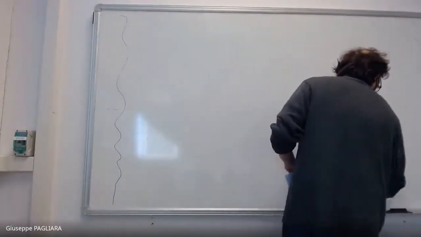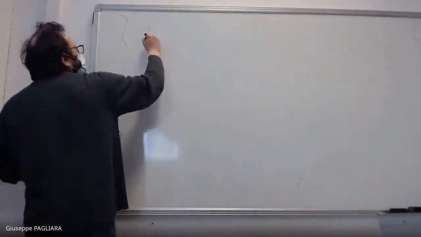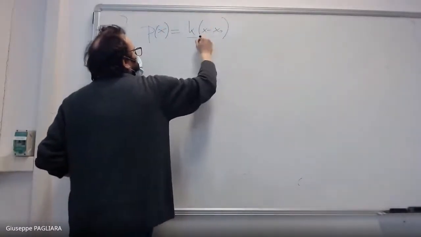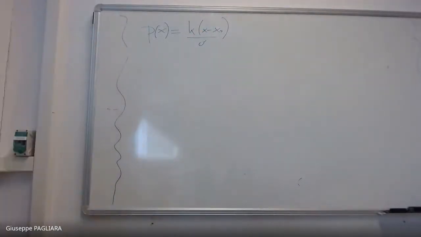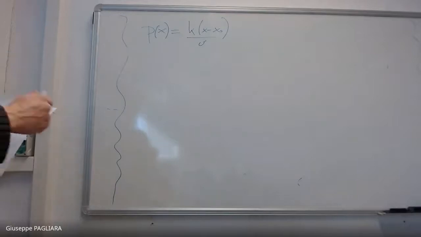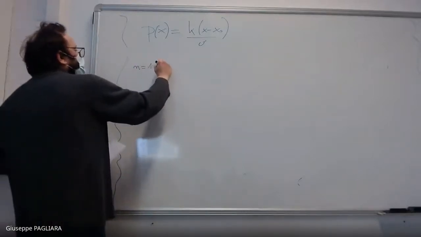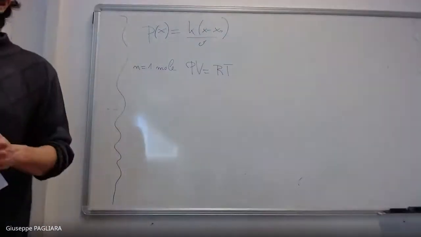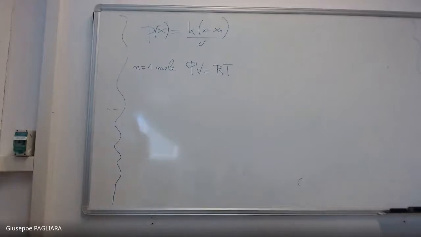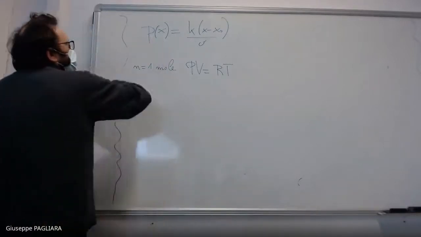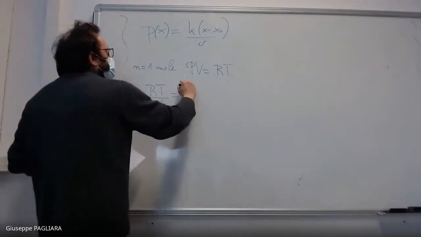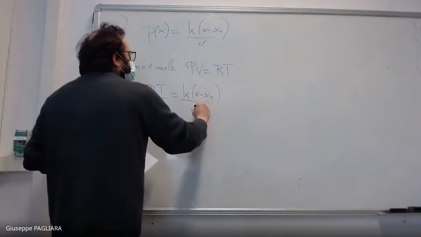So the equation of mechanical equilibrium that we have to solve is the following: the pressure as a function of x is equal to k (x minus x0) divided by sigma. Okay, this is the equation that we have to solve. Now one has to use the standard law. Now we have N equals 1 mole, and therefore PV is equal to RT, where R is the universal constant of ideal gas. And therefore here, instead of P, we can put RT divided by V, and this must be equal to k (x minus x0) divided by sigma.